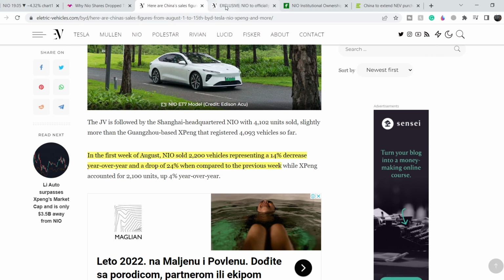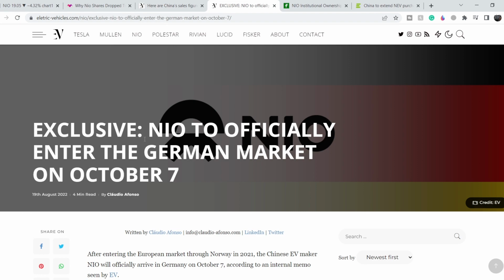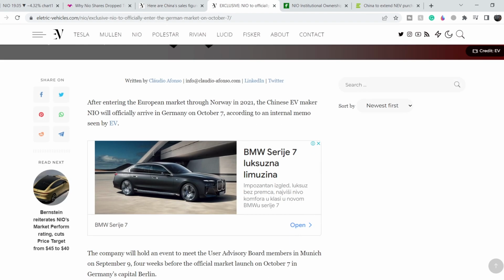And let me show you another news. Right here we can see that NIO officially entered the German market on October the 7th. And definitely the second country where NIO will sell their vehicles and the biggest European market for the entire car manufacturer industry is very important for NIO. And definitely this news might improve its fundamentals with very good sales numbers.